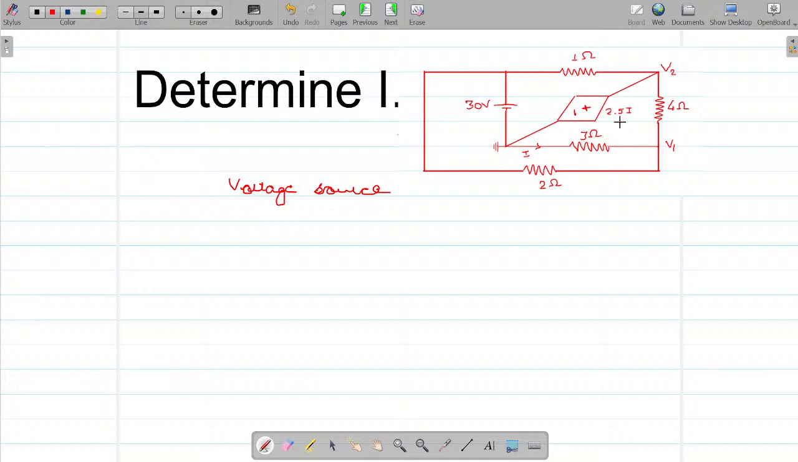Now, what is it dependent on? It is 2.5 times I. What is I? I is the current flowing in this branch. So it is dependent on some current. Or in other words, can I say this voltage source is controlled by the current flowing in this branch? So, can I say it is a current controlled voltage source, right?